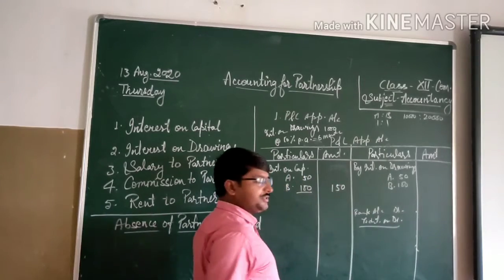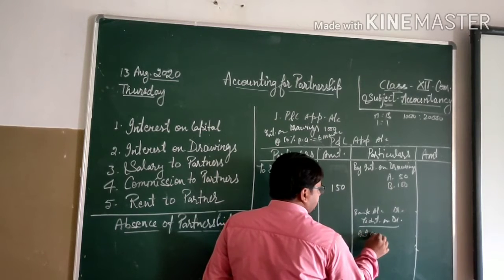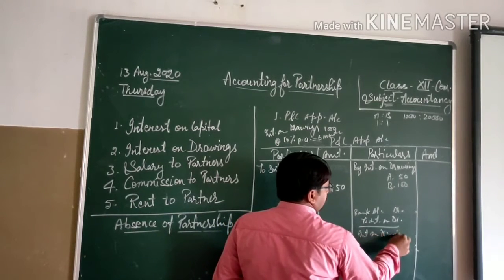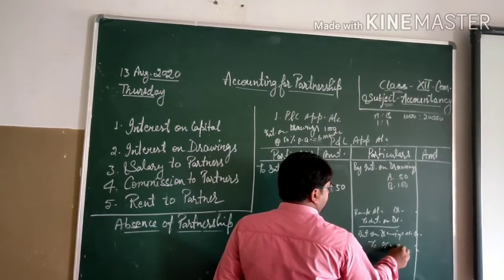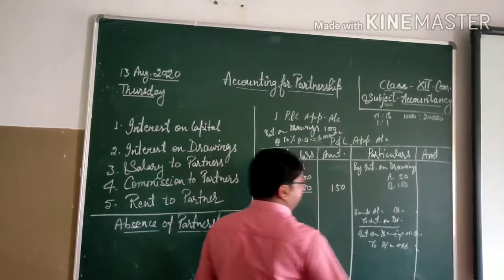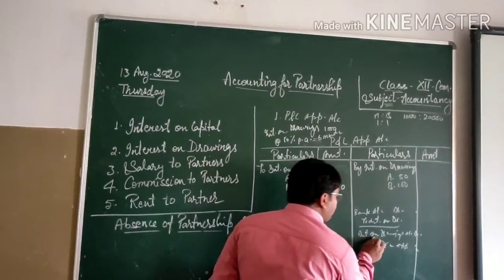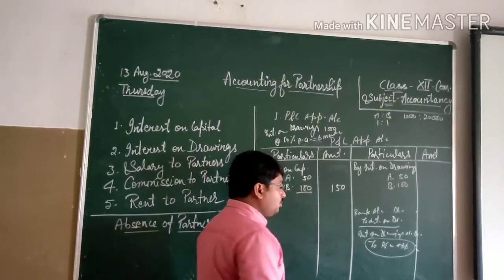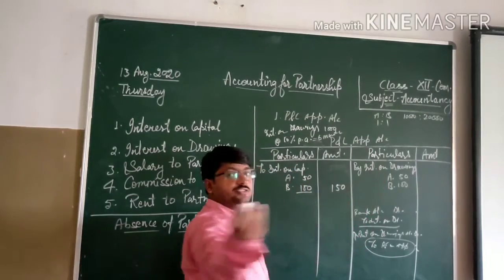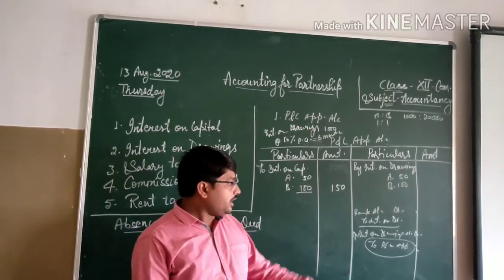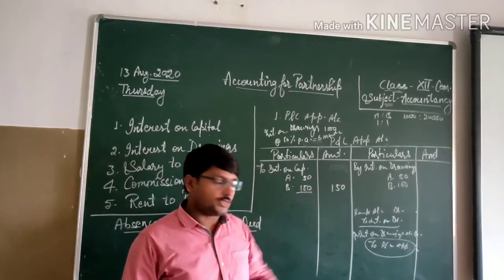Then it will be transferred to the profit and loss appropriation account. Then interest on drawings account debit to profit and loss appropriation account. In this way. We can't write the profit and loss appropriation account in the profit and loss appropriation account, so we have to transfer this one. It is debit here, here it will be credited, like the ledger posting you have done. Got it? Okay.